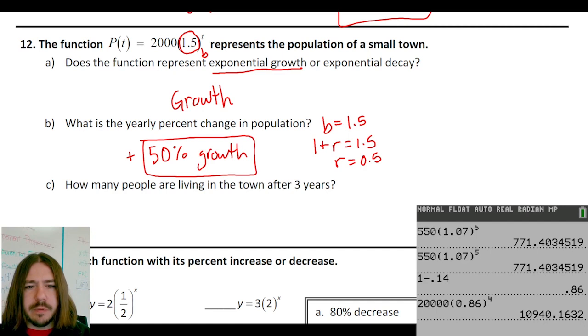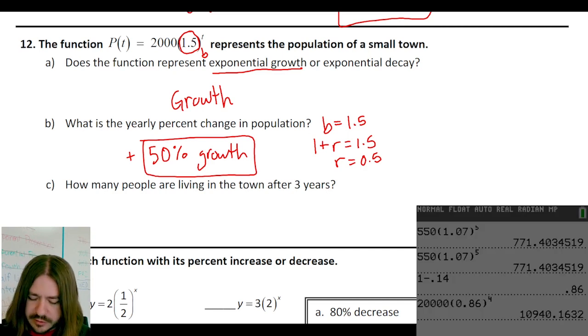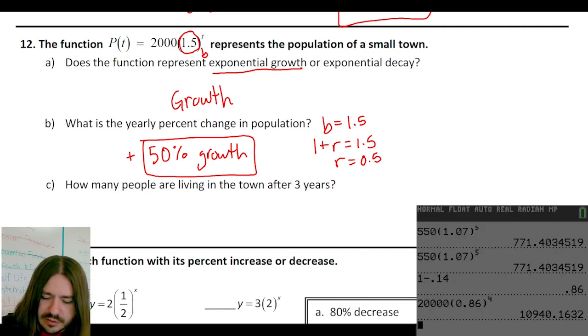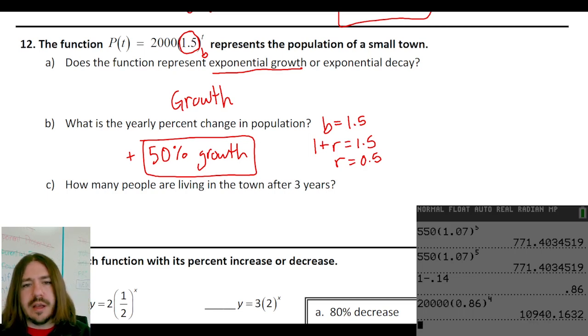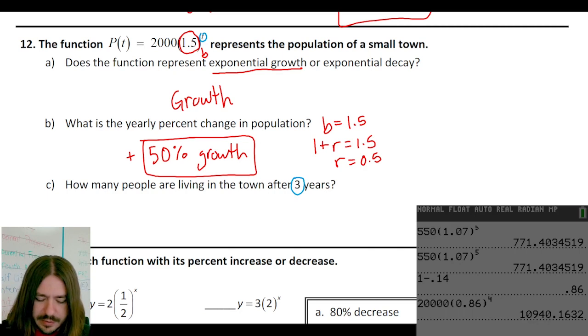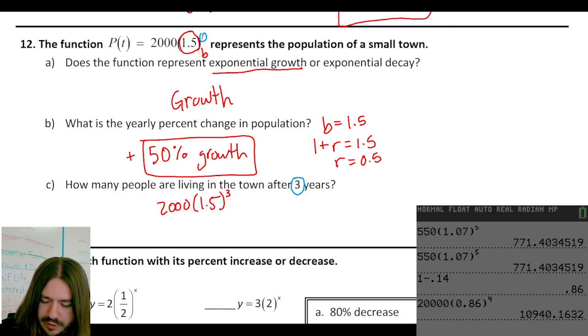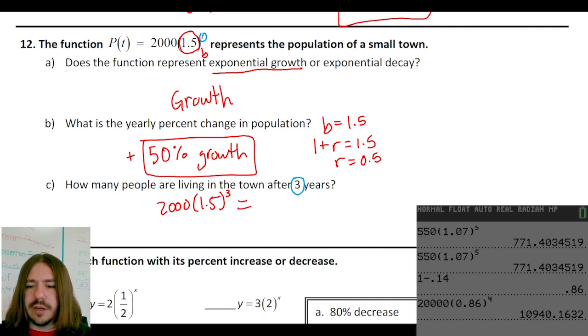Part C says how many people are living in the town after 3 years. So we're going to substitute this into t. We're going to substitute 3 for t and evaluate that. So we have 2,000 times 1.5 to the third power. And we're going to have people here, so actually, I bet this is going to come out to be a whole number. I'm going to write equals here because I think that's going to work out nicely.